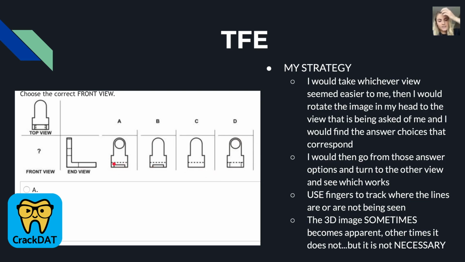You see how there's a space between here? That means that there would be a space. So you know it's not A too. That's what I mean by using your finger to track, because you can kind of literally go across and figure out what those lines are supposed to be.